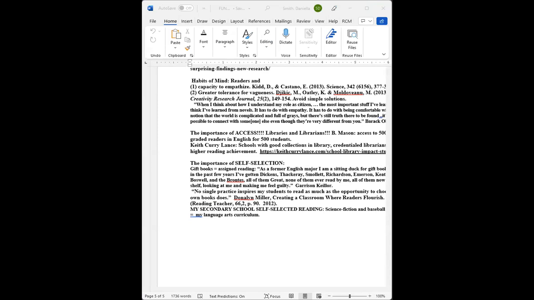More evidence for self-selection. I'll give you just a little more, then I'll shut up. This is from Garrison Keillor, radio personality. This is about gift books. Gift books are assigned reading. You get a book from someone. He says, I get a book because I'm a former English major. I get gift books, Dickens, Thackeray, Smollett, Richardson, Emerson. None of them ever read by me, sitting on my shelf, looking down at me, making me feel guilty.